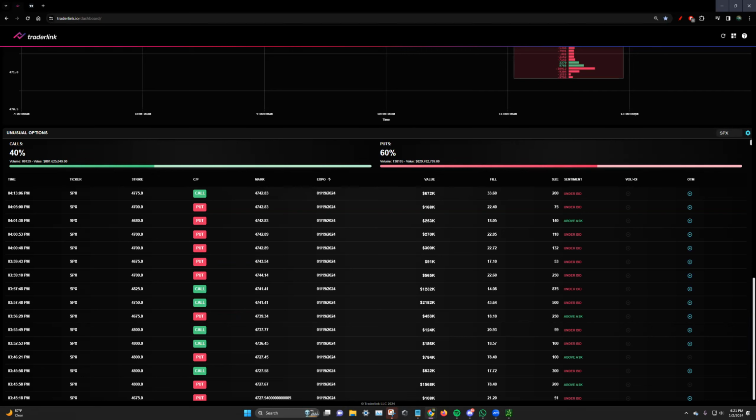Gamma's negative, dealers are buying the rips. Yeah, they're pushing the market, so they're playing with price action. Could you break down why dealers would buy the rips or sell the dips in negative gamma? That would push the market further in the same direction, up or down.